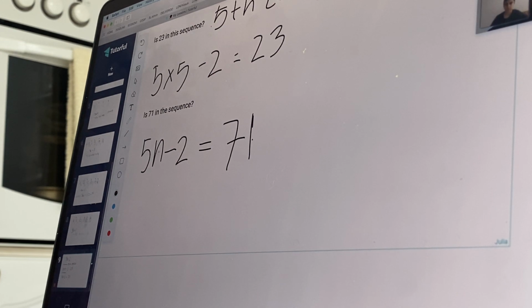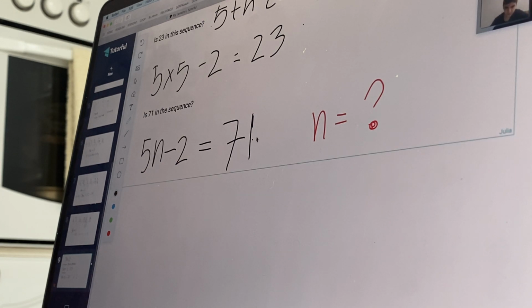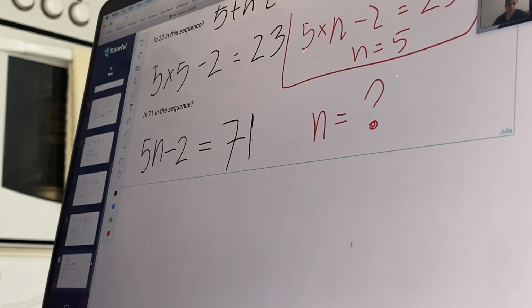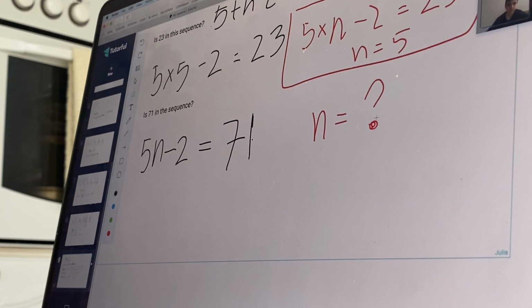So try solving this equation here. Okay, sure. So if it is in the sequence, then we'll get a nice value of n, won't we? So we'll know that if 71 is in the sequence, then 5n minus 2 equal to 71 will give us a nice value of n, as we have with this one here. So 5 times n minus 2 was equal to 23, so n was equal to 5. We were able to solve this previous one quite nicely. With this one, we need to do the same thing. We need to find what n is when the sequence is equal to 71.